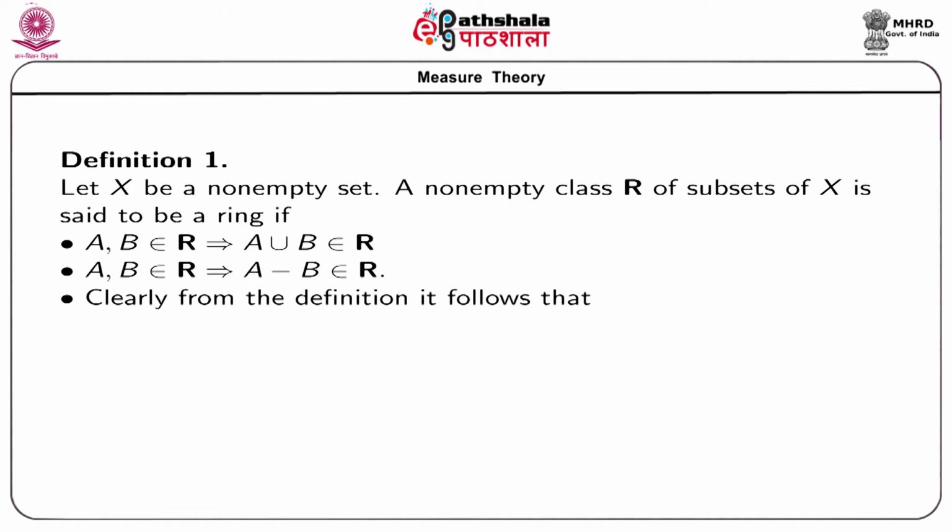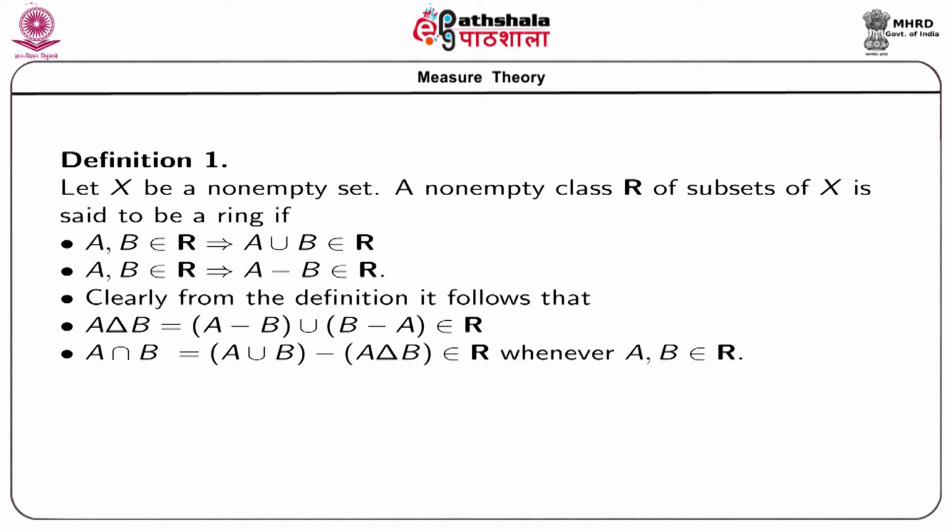Also, from the definition, it clearly follows that A delta B, where delta stands for the symmetric difference, which we define as A minus B union B minus A, also belongs to the ring R. And A intersection B, which can be written as A union B minus A delta B, also belongs to R.